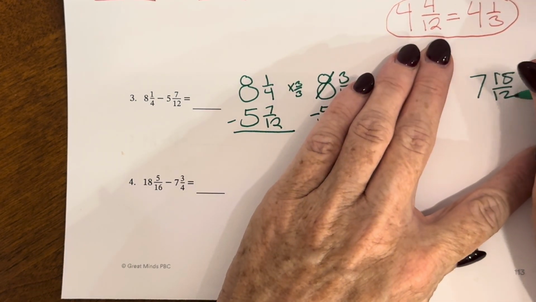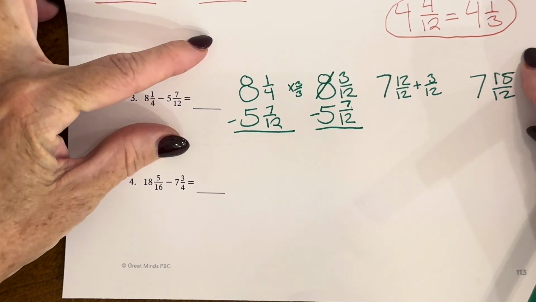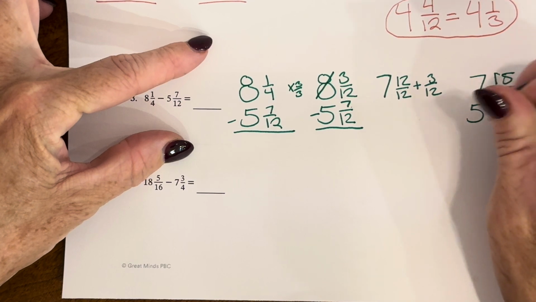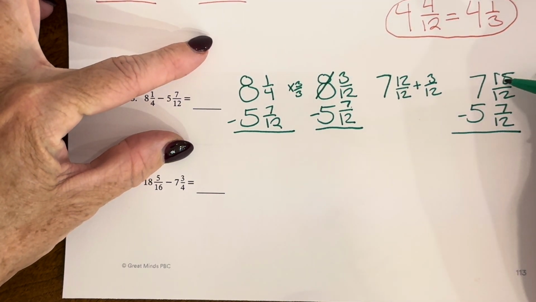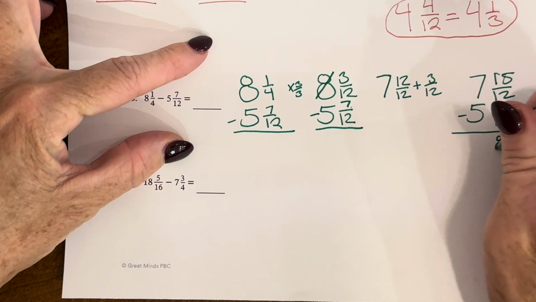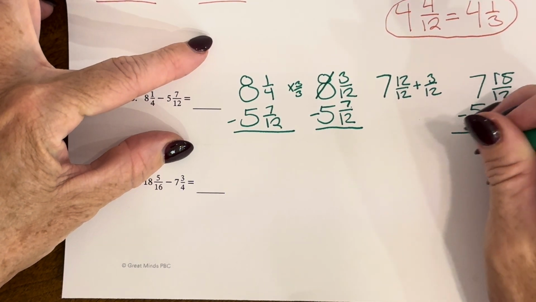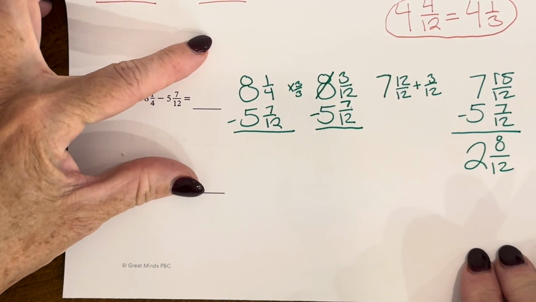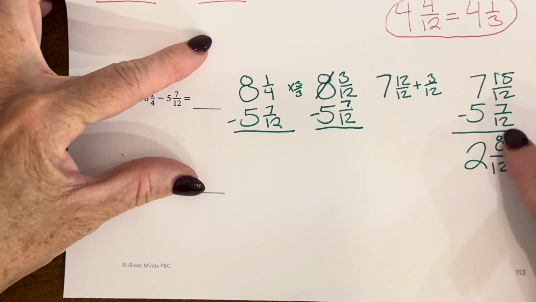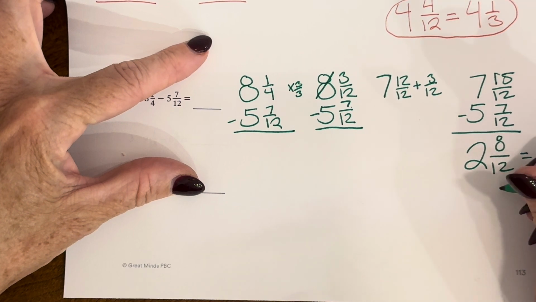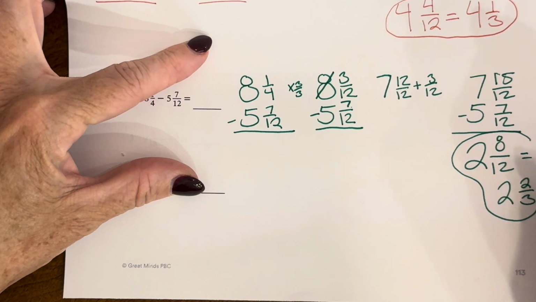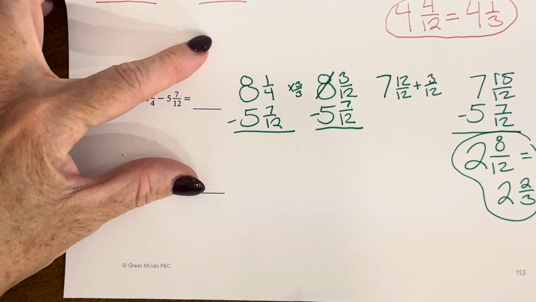Sorry, ladies and gentlemen, I wrote sloppy there. We end up having 7 wholes and 15 twelfths, and we're going to subtract 5 and 7 twelfths. So 15 take away 7 is 8 twelfths, and 7 take away 5 is 2. So that is our answer. And again, this is not improper, it's proper because it's less than 1, so I don't need to do that. I could simplify it, which is equivalent to 2 2/3. And we're going to practice more of that one later.